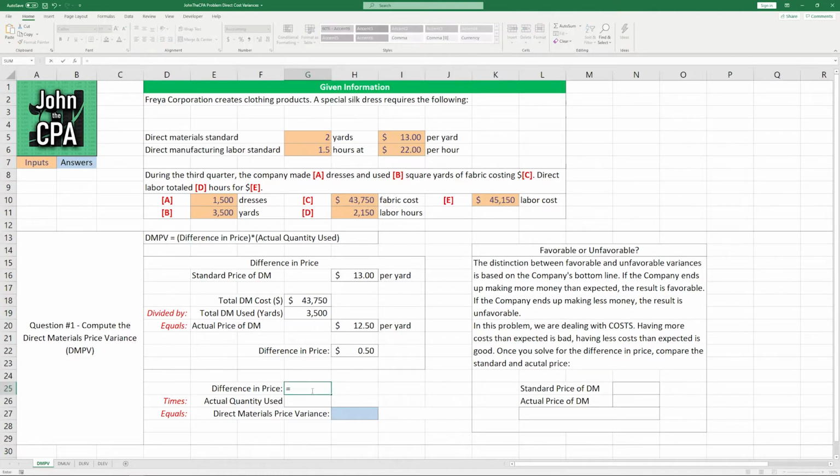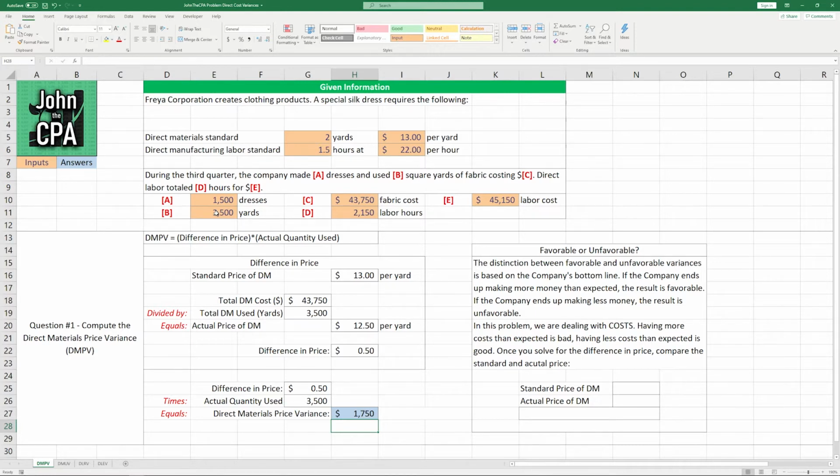So we're going to take this difference in price and multiply it by the actual quantity used. And that's given to us in the problem. We've already looked at it. It's going to be 3,500 yards. So the price variance is going to be $1,750. However, we're not done yet. A lot of these problems are going to ask you to solve for the price variance, but you also have to say if it's favorable or unfavorable.